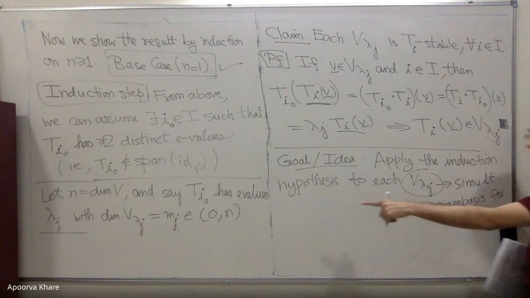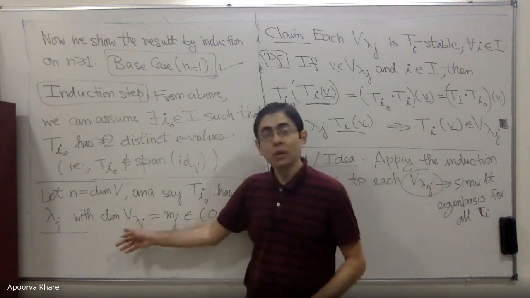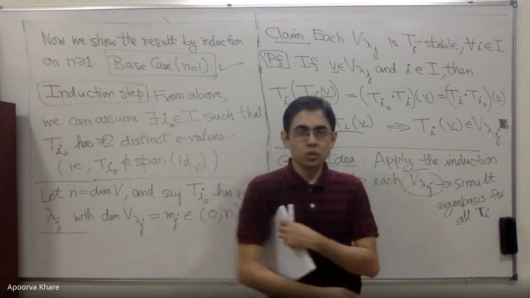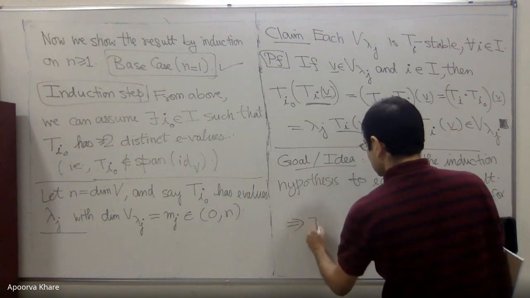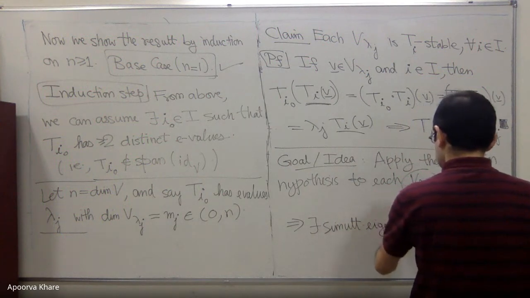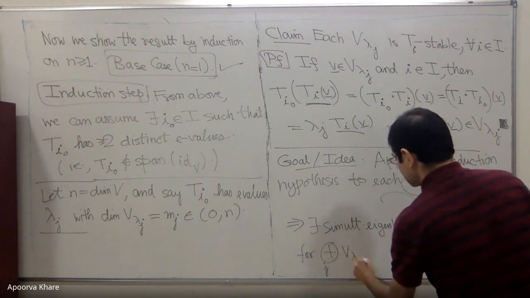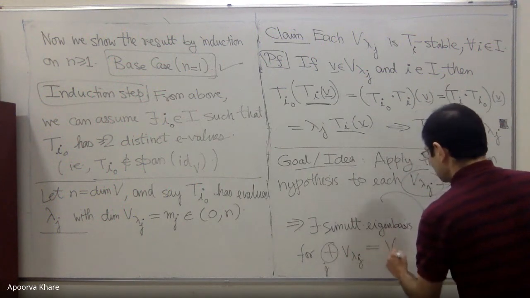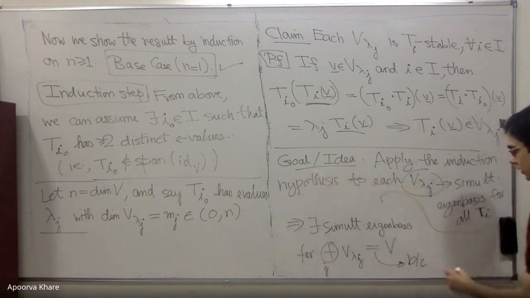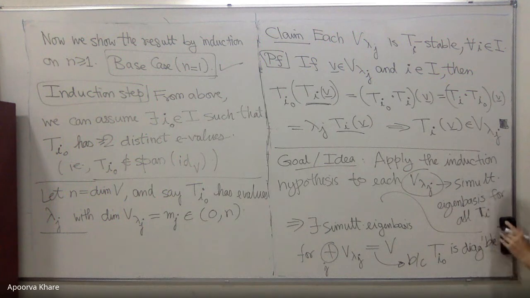Right? And since these are eigenspaces with different eigenvalues for a single linear transformation, their sum is the direct sum, and the sum is equal to all of V because this is diagonalizable. So this would imply there exists a simultaneous eigenbasis for the direct sum over V lambda j, but that is exactly equal to V, and this is because Ti naught, with respect to which you are taking the eigenspace, is diagonalizable. That is exactly the proof.